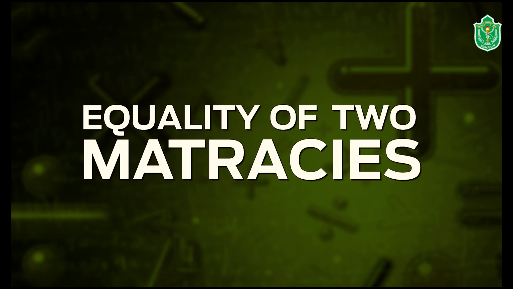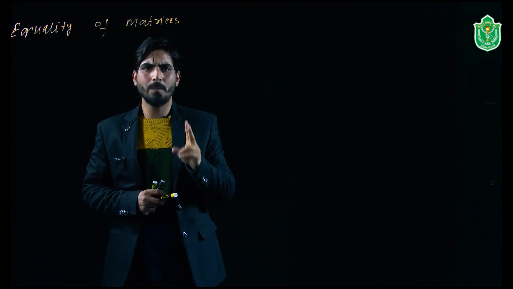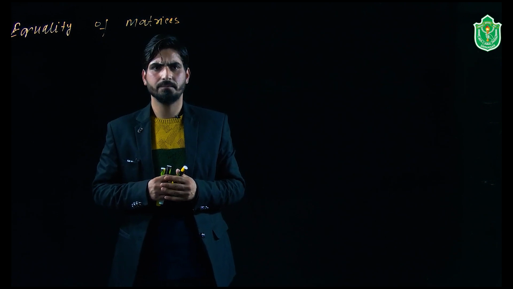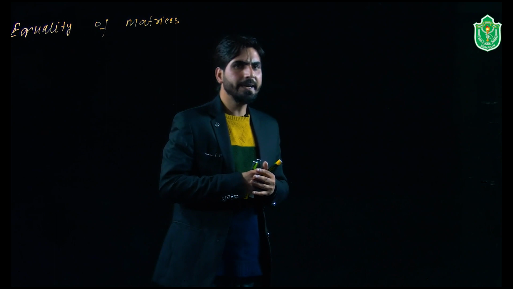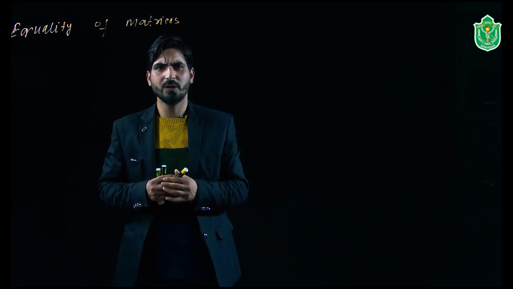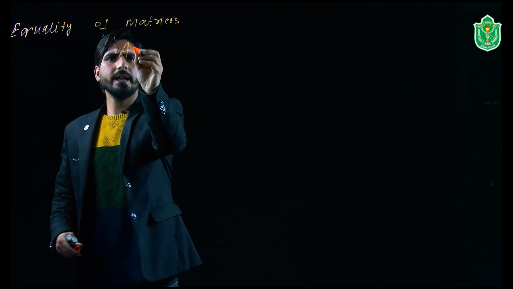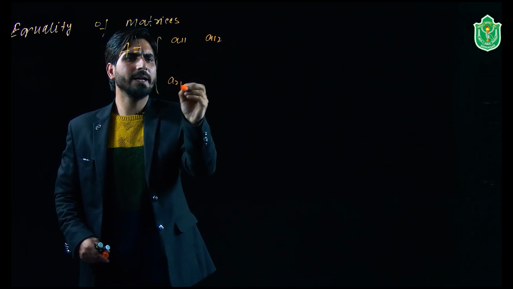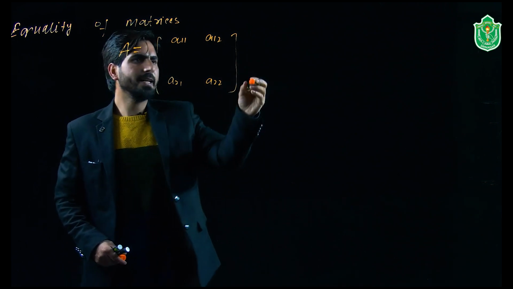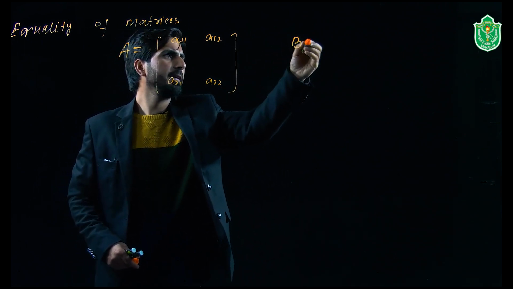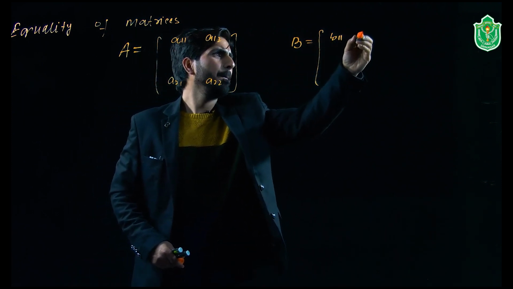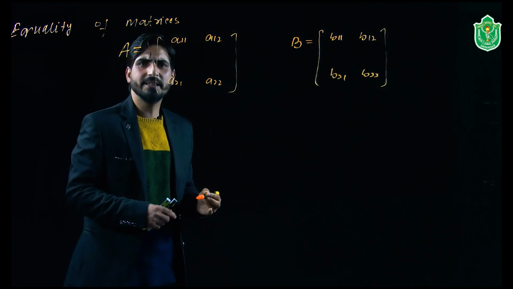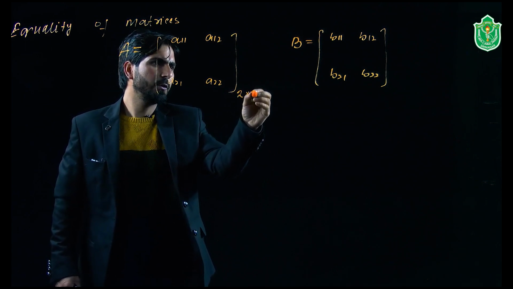2 matrices are said to be equal if 2 conditions hold. Number 1, the order of the 2 matrices will be same, and after that corresponding entries of the 2 matrices should be equal. Now if we have a matrix A having elements A11, A12, A21 and A22, and another matrix say B with B11, B12, B21 and B22. Here both the matrices have same order 2 cross 2.